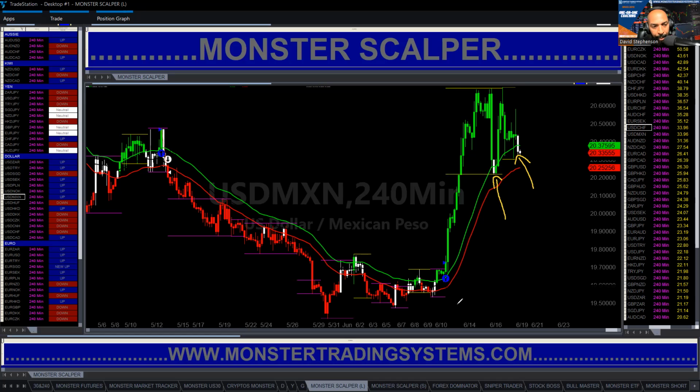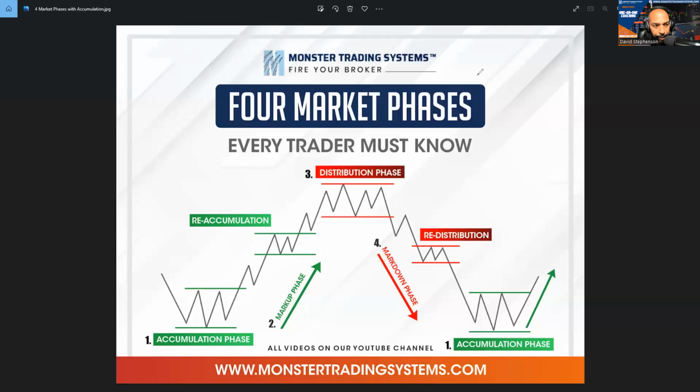When we're in the markup phase, that's our chance to make money. So when we're in the markup phase right here, you guys should see the four market phases, the markup phase. This is our chance, right?